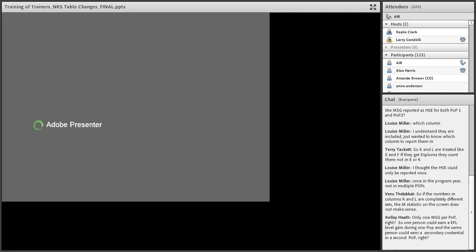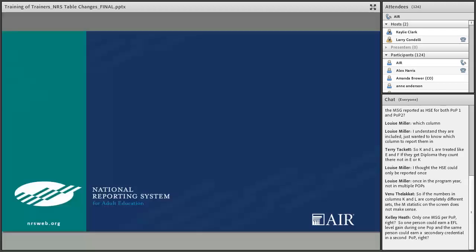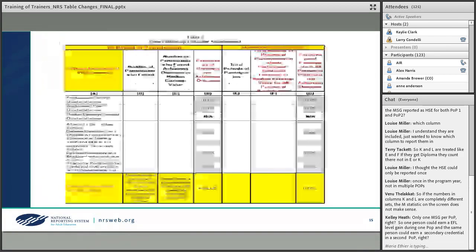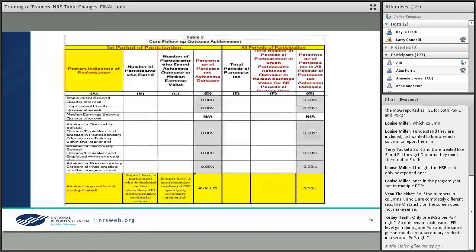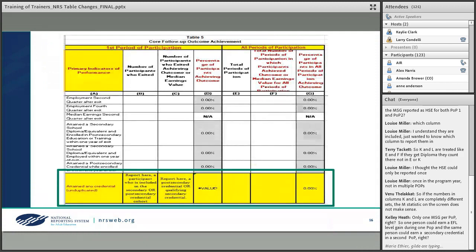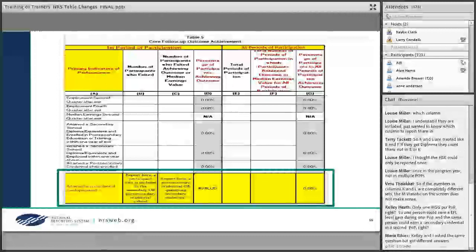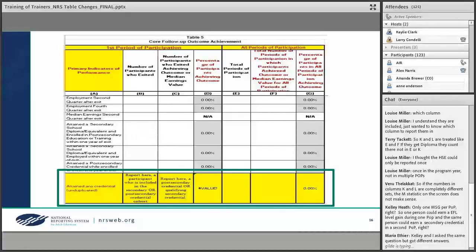Thank you, Michelle. All right, so Table 5 has also changed for next year. Take a look at that. First thing, again, we've clarified what goes into each column, first period of participation versus all periods of participation, because we had a lot of comments that it was confusing. So just to make that very clear.